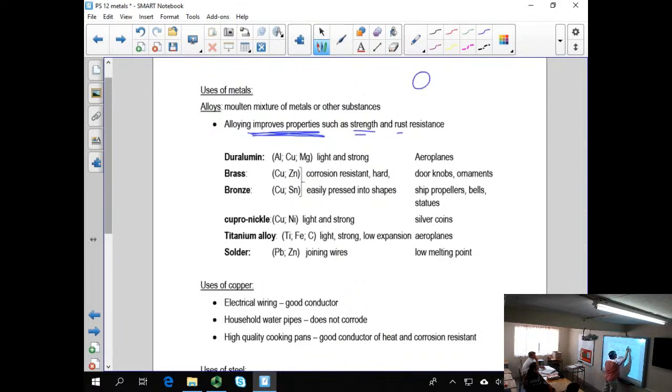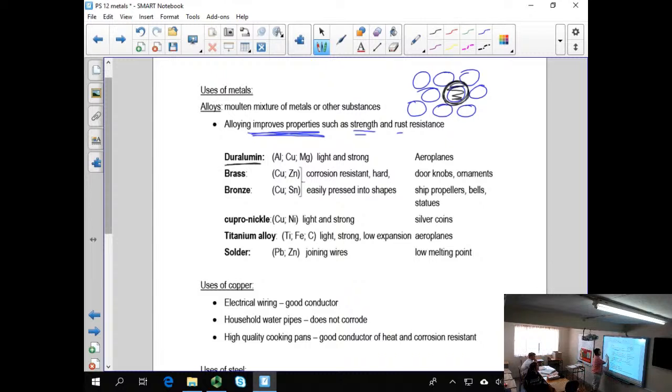If I have positive atomic kernels in an orderly arrangement, all right, if I go and disrupt that crystal lattice by putting in a larger atom of a different element, can you see that those layers won't be able to slide as easily? They will hook on these different sized atoms. That's why alloys in general are harder than what the pure metal would be.